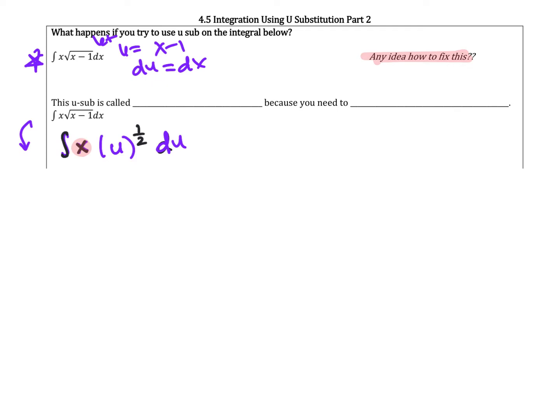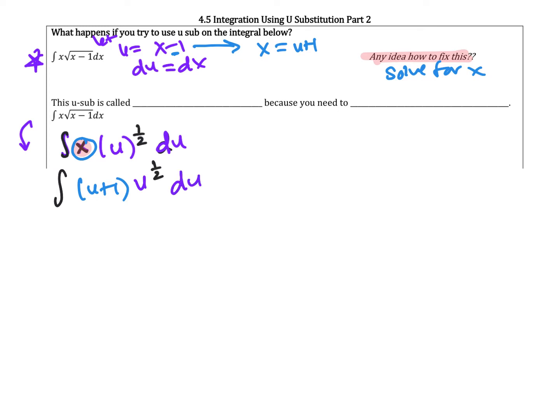Well, some of you may have noticed that we do have a relationship that we defined between x and u. We could just solve this for x. So that would mean that x is equal to, if I add 1 to both sides here, u plus 1, which means now I can replace this x with u plus 1. I still have u to the power of 1/2 and du.